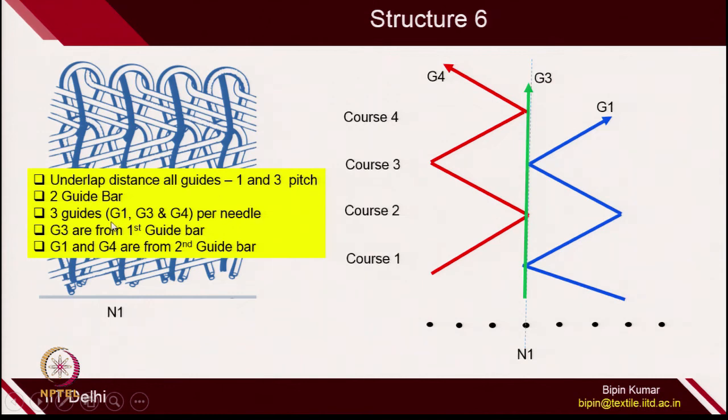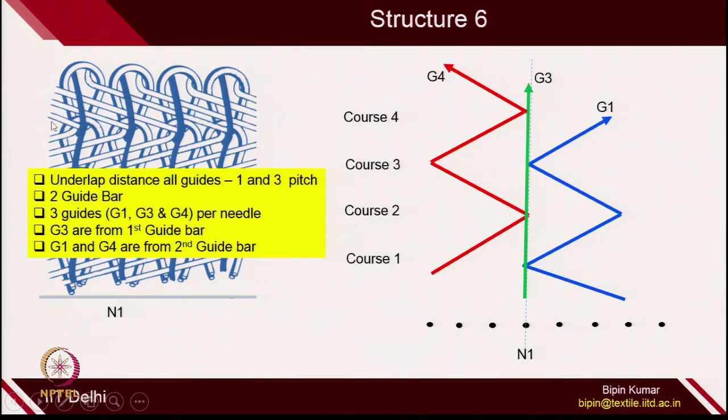The underlap distance is 1 and 3 pitch, and it is a 2 guide bar structure because G3 movement is different and G1 and G4 movements are the same. So, G1 and G4 must be attached to the same guide bar, and G3 must be attached to the first guide bar. So, this is how this structure is created.